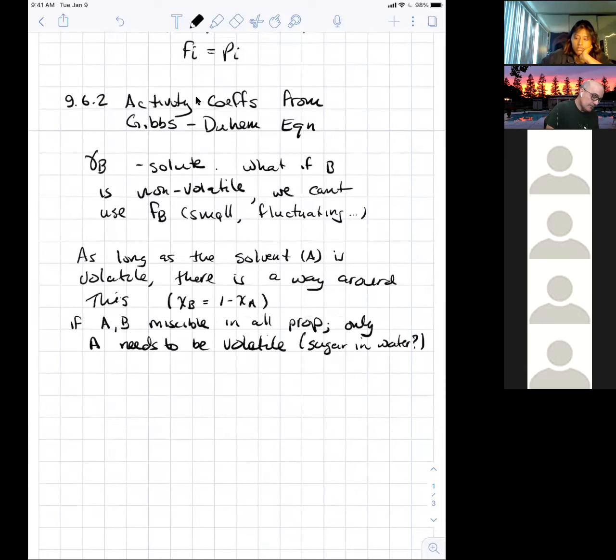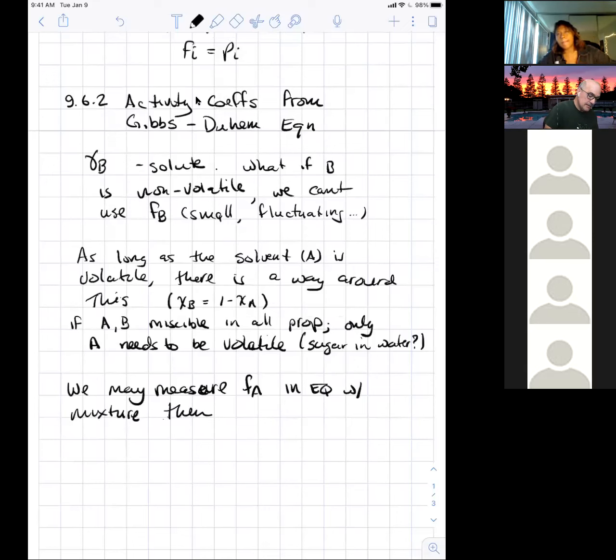Okay, so if the solvent's volatile, we can measure the fugacity or partial pressure in equilibrium with the mixture, and then find the activity through this way that I just mentioned.